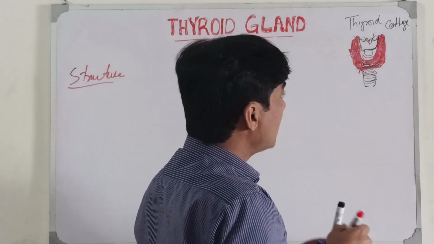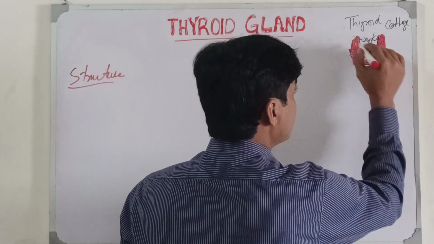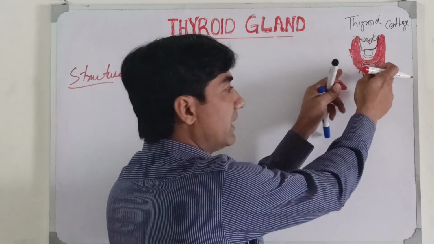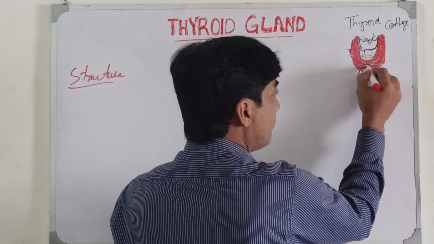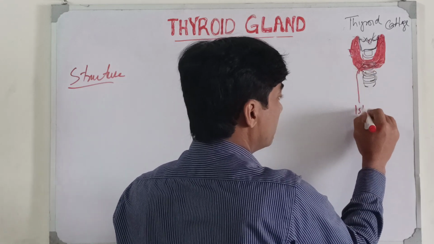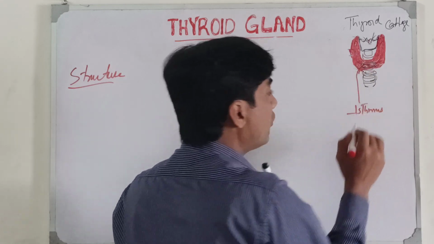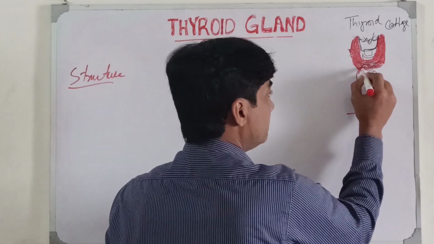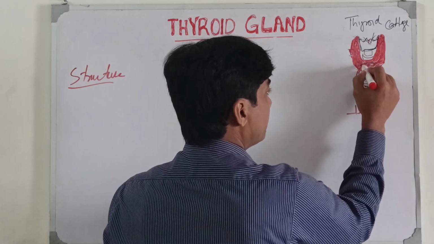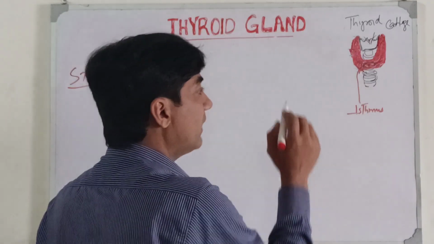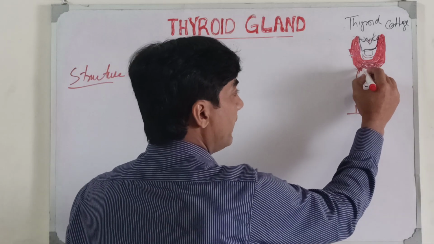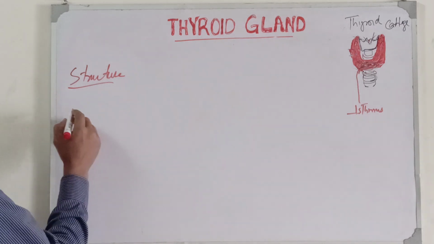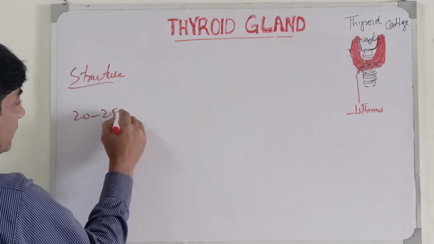It has two large lobes. These are the two large lobes of the thyroid gland. These two large lobes are connected anteriorly by a narrow bridge called the isthmus. But posteriorly, they are not connected to each other. Just anteriorly, it is connecting. It's a highly vascular organ of the endocrine system. Basically, the weight of the thyroid gland is 20 to 25 grams.